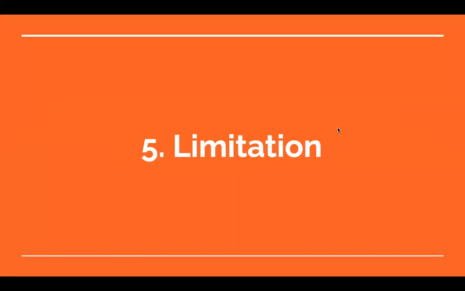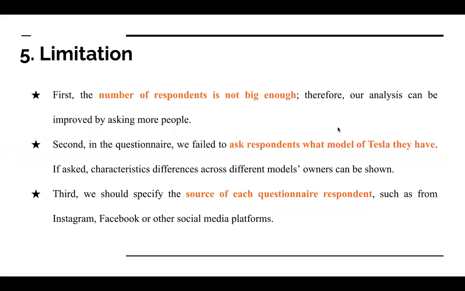Next is the limitations of our report. Due to limited time and resources, there are several limitations regarding our research. First, the number of respondents is not big enough. Therefore, our analysis can be improved by asking more people. Second, in the questionnaire, we failed to ask respondents what model of Tesla they have. If asked, characteristic differences across different model owners could be shown. And finally, we should specify each questionnaire respondent's source, such as Instagram, Facebook, or other social media platforms.